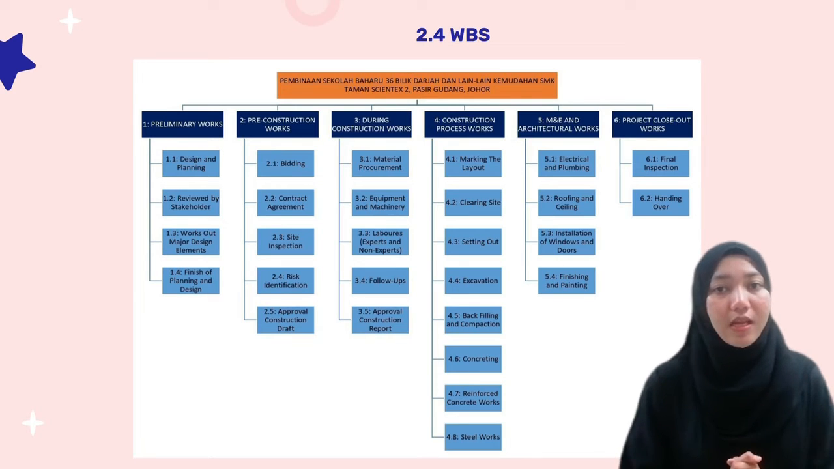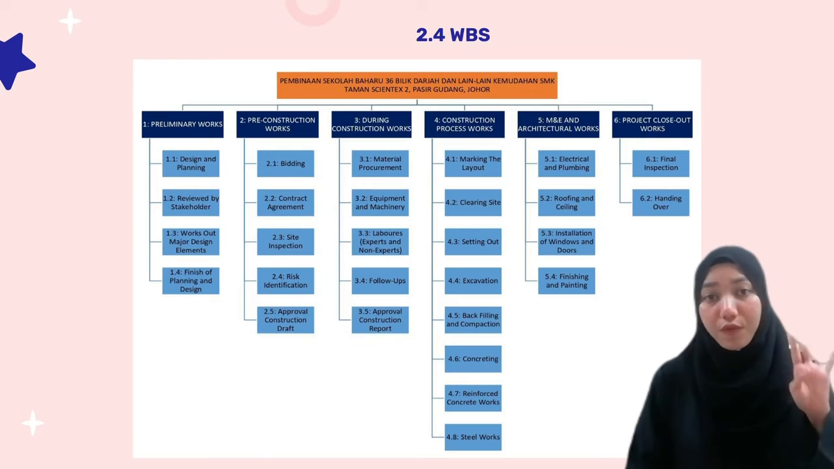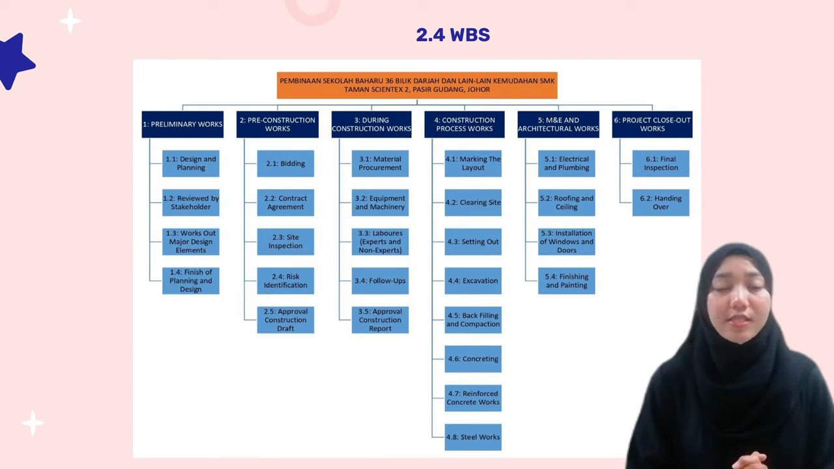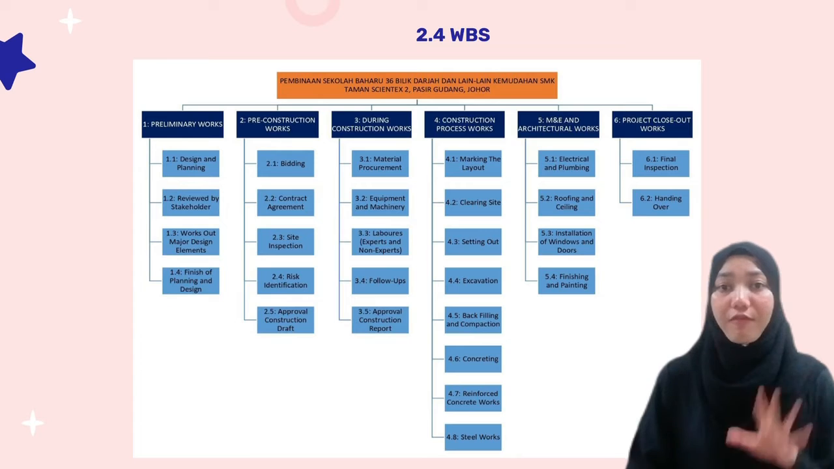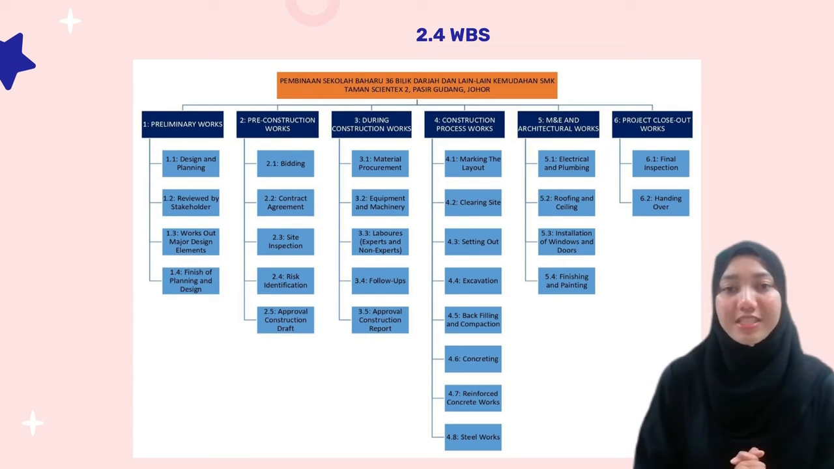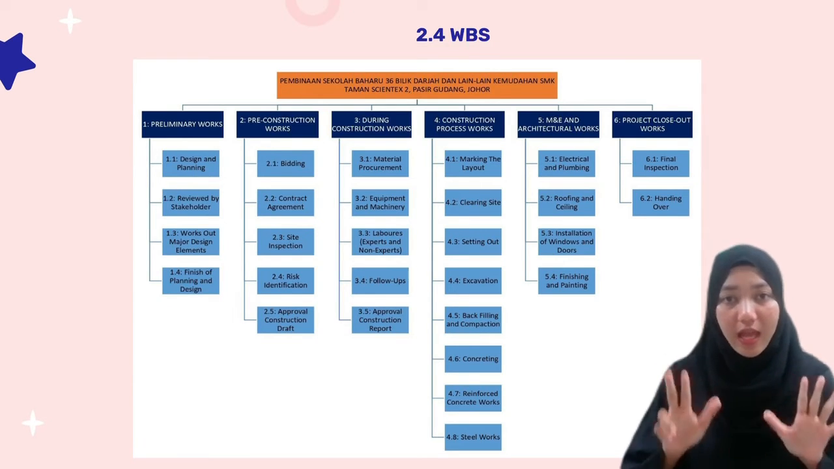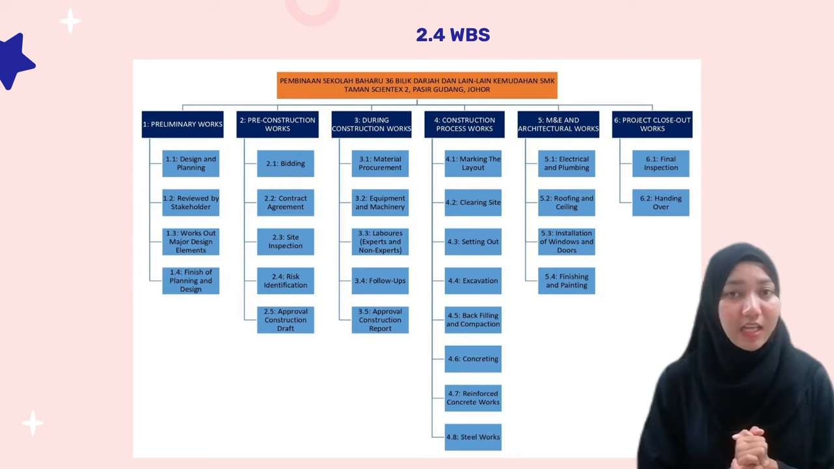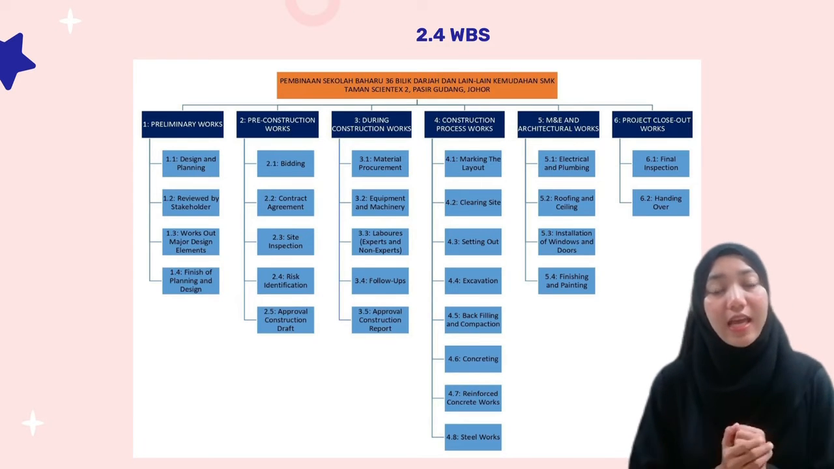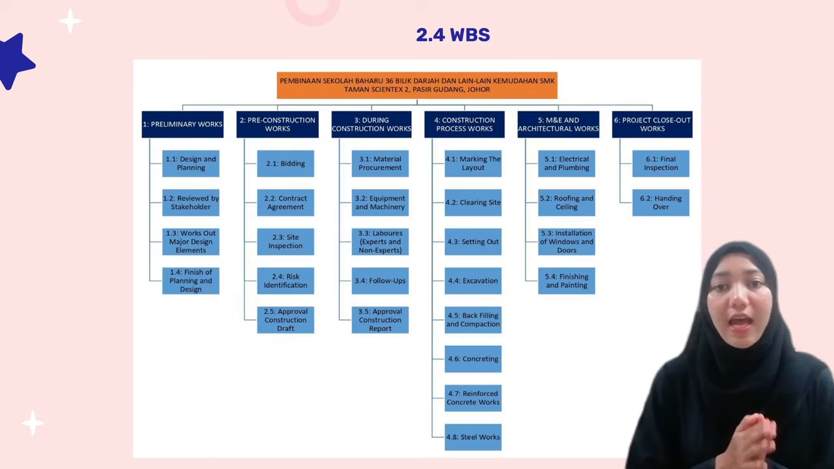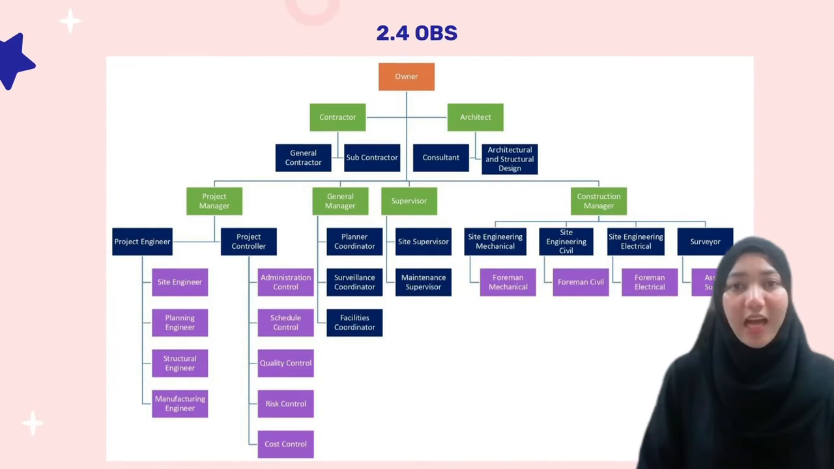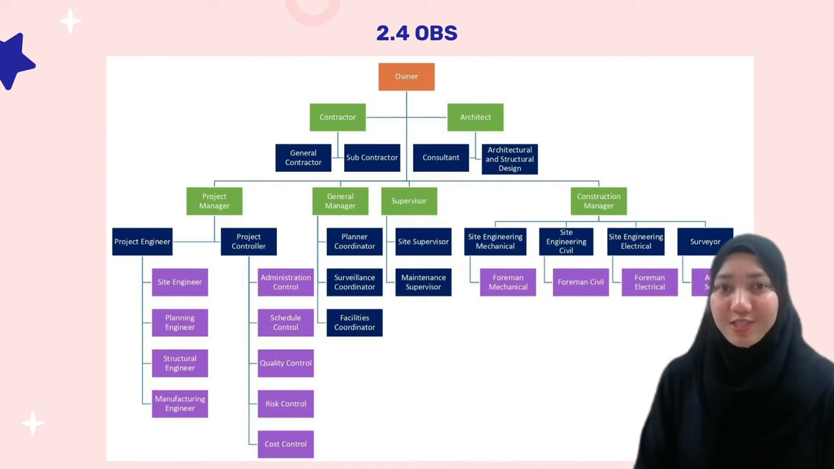Every parent task has its child tasks. For example, preliminary works has 4 child tasks. Pre-construction works and during construction works have 5 child tasks. Furthermore, construction process works has 8 child tasks. M&E and architectural works has 4 child tasks. And lastly, project closeout works has 2 child tasks. Now we will move on to the organization breakdown structure.